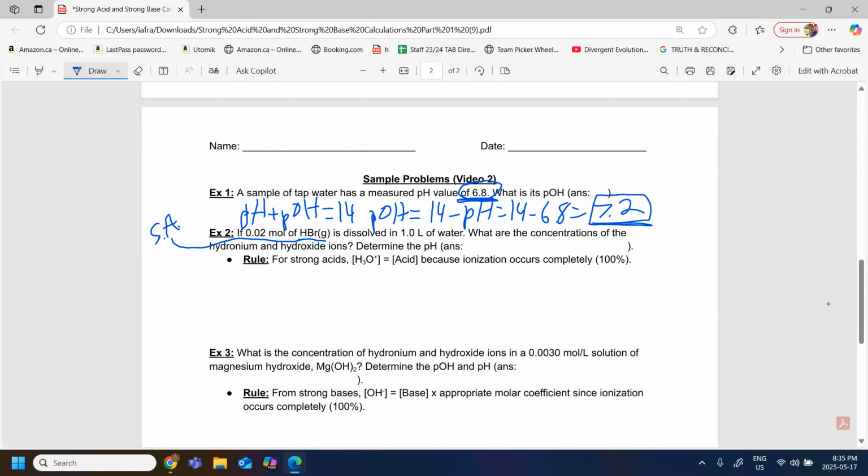We're dissolving that strong acid in water. So the concentration of the strong acid, HBr, once dissolved in water, I know it says gas here, but when you dissolve it in water, it becomes aqueous, is going to be 0.02 moles divided by 1 liter, 0.02 molar.